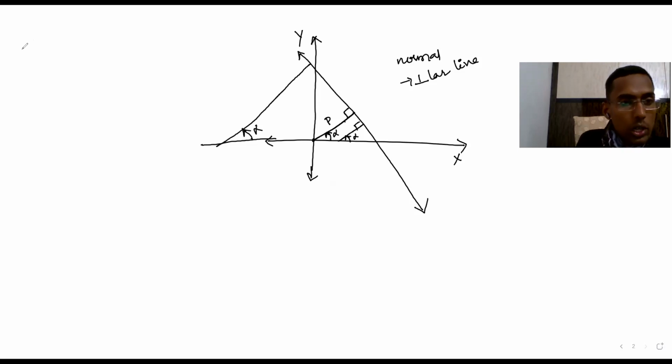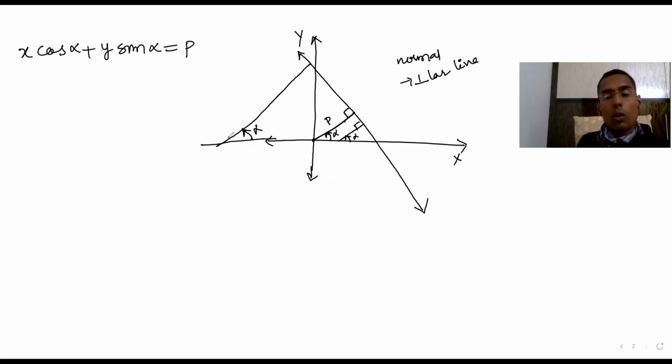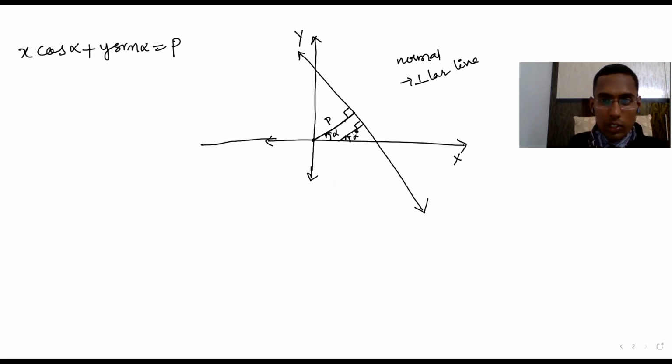So this equation is x cos alpha plus y sin alpha equal to p. Hope you understand this one. Yes, sir, got it. But some trigonometry is involved in this, so I am removing the proof for your understanding, just to make it easy.